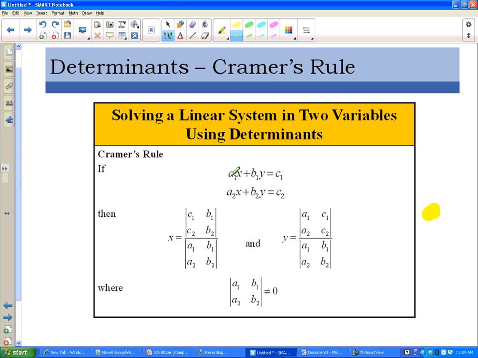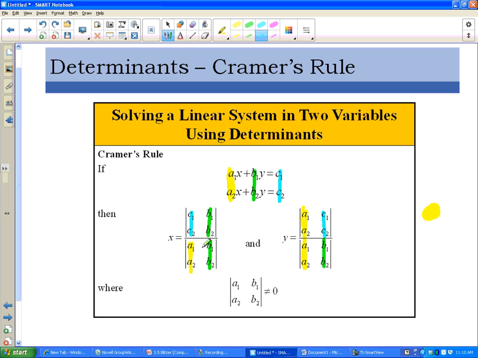Okay, so if I look at what my A's are and where they are in my determinants, I have them in these three places. If I look at my B's, then I have B's here, here, and here. And if I look at my C's, I have them here and here.